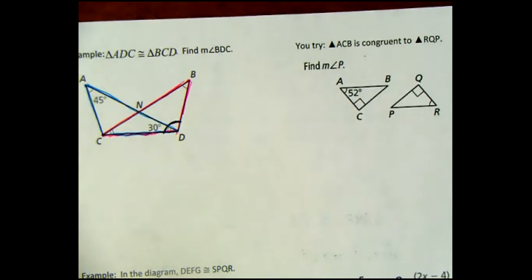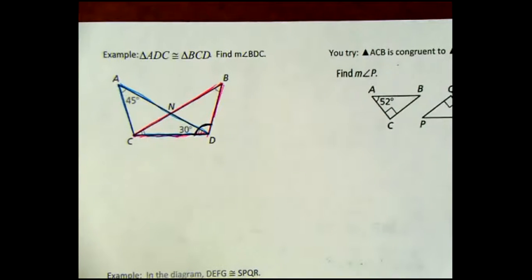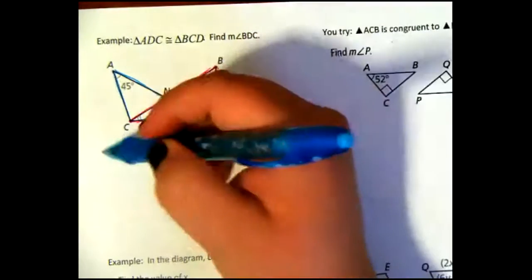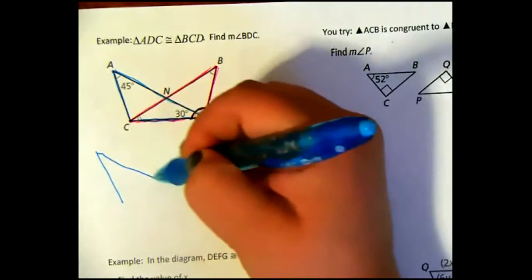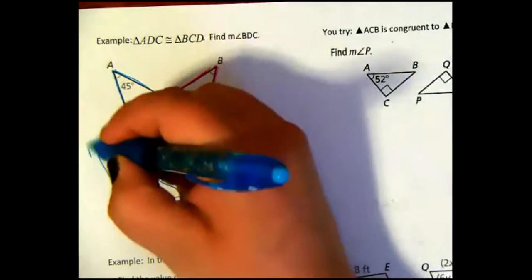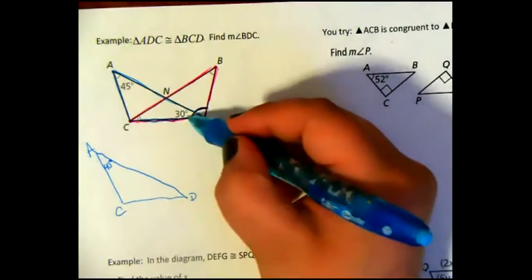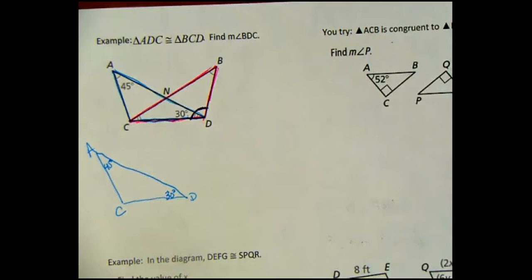Now, this is an interesting one. If I were to separate these two triangles, I can do that visually, so I can see them separately. So if I separate triangle ADC, I can have triangle ADC here, and take information about them. This is 45 degrees. This angle right here is 30 degrees, right?